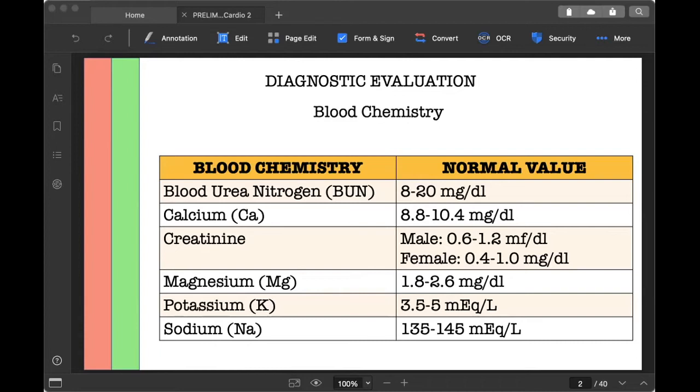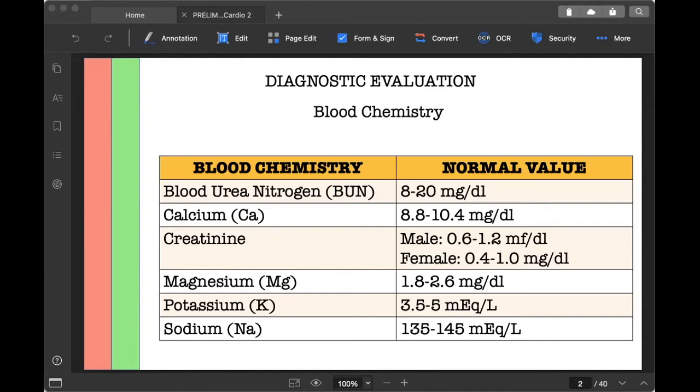Now, as student nurses, your main function during this time is to become a nurse educator. You need to discuss the purpose, the expectations, and any side effects of the diagnostic test that you are about to perform on our patients. Okay. Now let's move on.